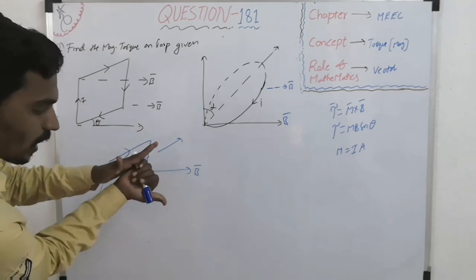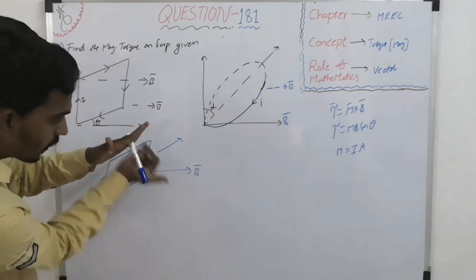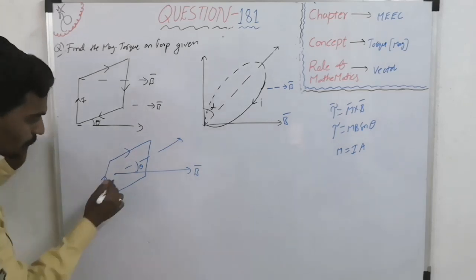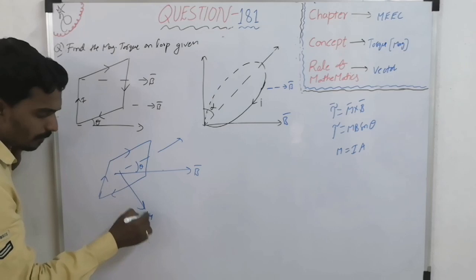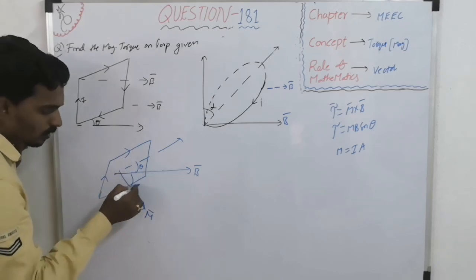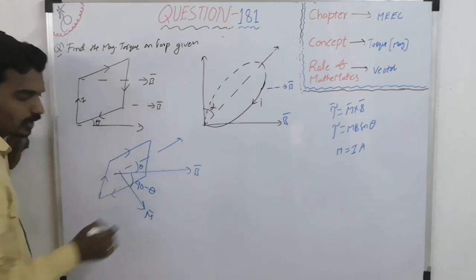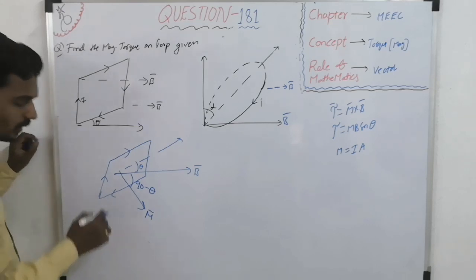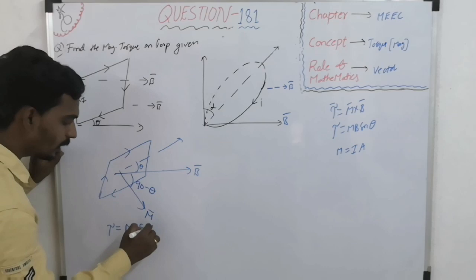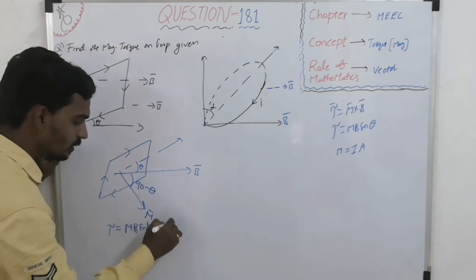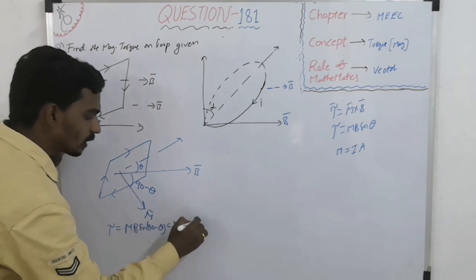Now if you take current direction in this way, coming from here and then going here, what is the magnetic moment direction? Downward, so perpendicular to the surface but downward. So this is m bar, this is b bar. What is the angle between them? 90 minus theta. Then what will the torque become? mB sin(90 minus theta), that is mB cos theta.